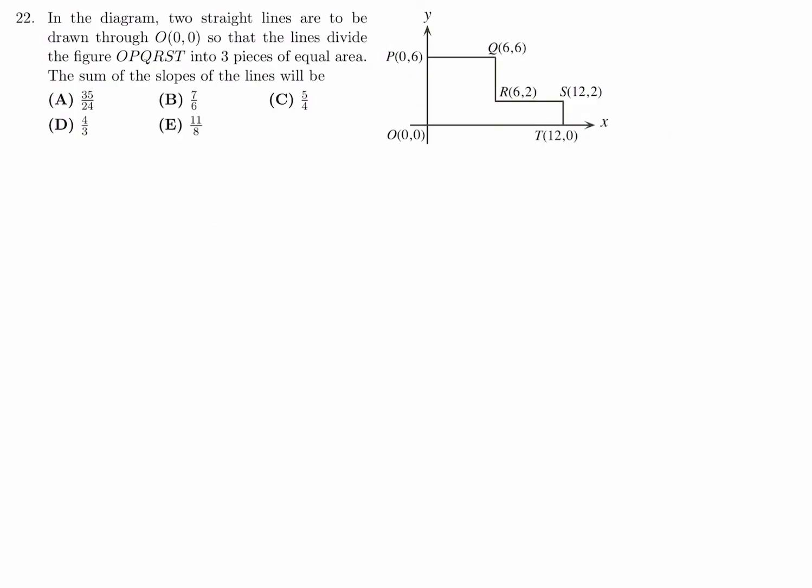In the diagram, two straight lines are to be drawn through (0, 0) so that the lines divide the figure OPQRST into three pieces of equal area. The sum of the slopes of the lines will be?